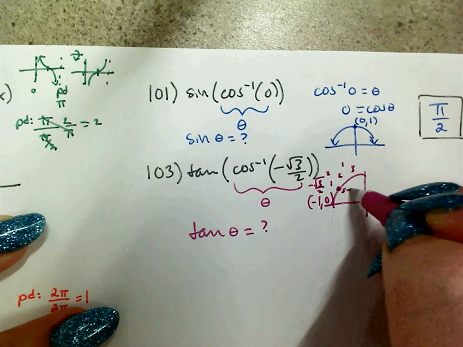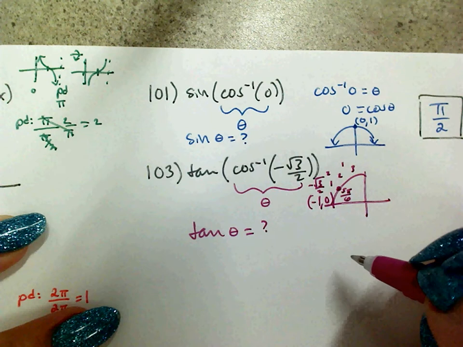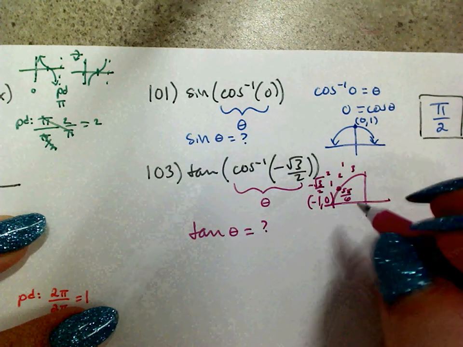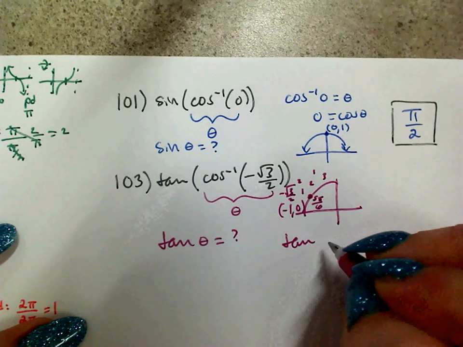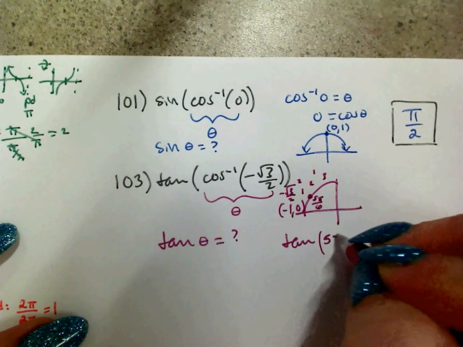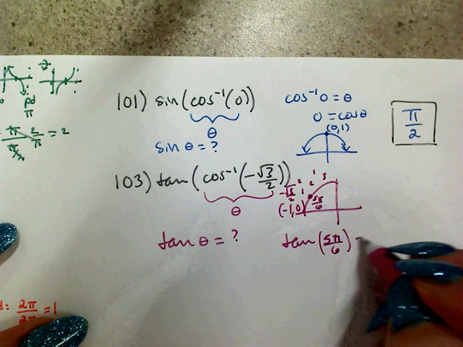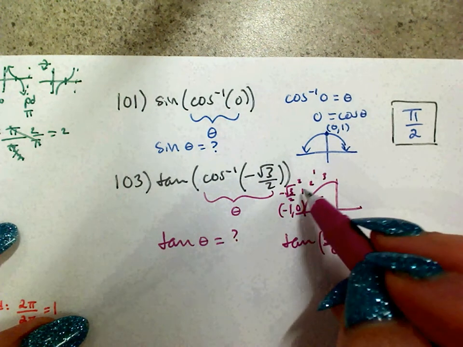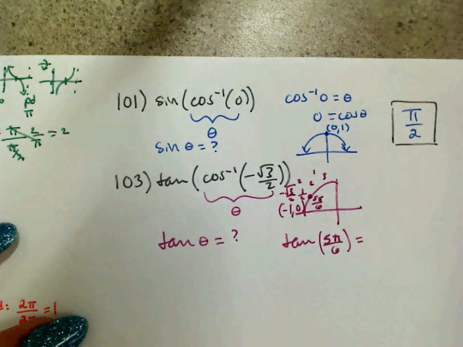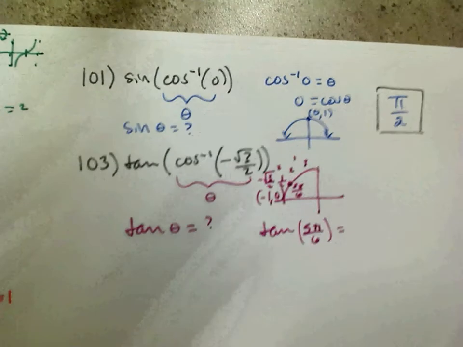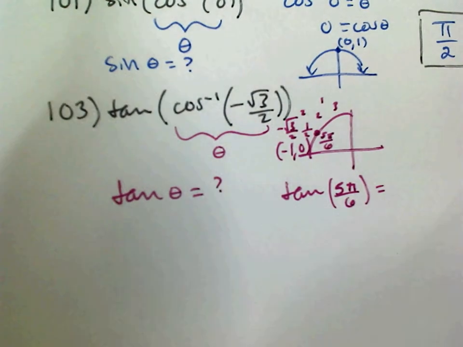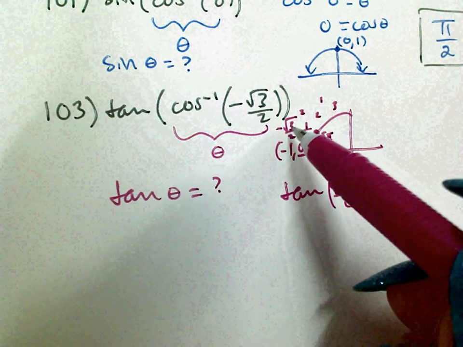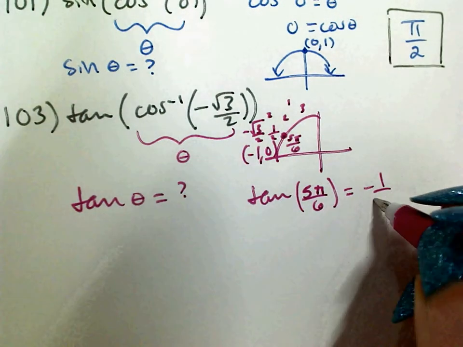Okay, so we're trying to find tangent of 5 pi over 6, and tangent is sine over cosine, so that would be sine over cosine, the 1/2 divided by the negative square root of 3 over 2. I don't know if you can see that. So tangent is the y over the x, and so that's 1 over the negative square root of 3, which is negative square root of 3 over 3.